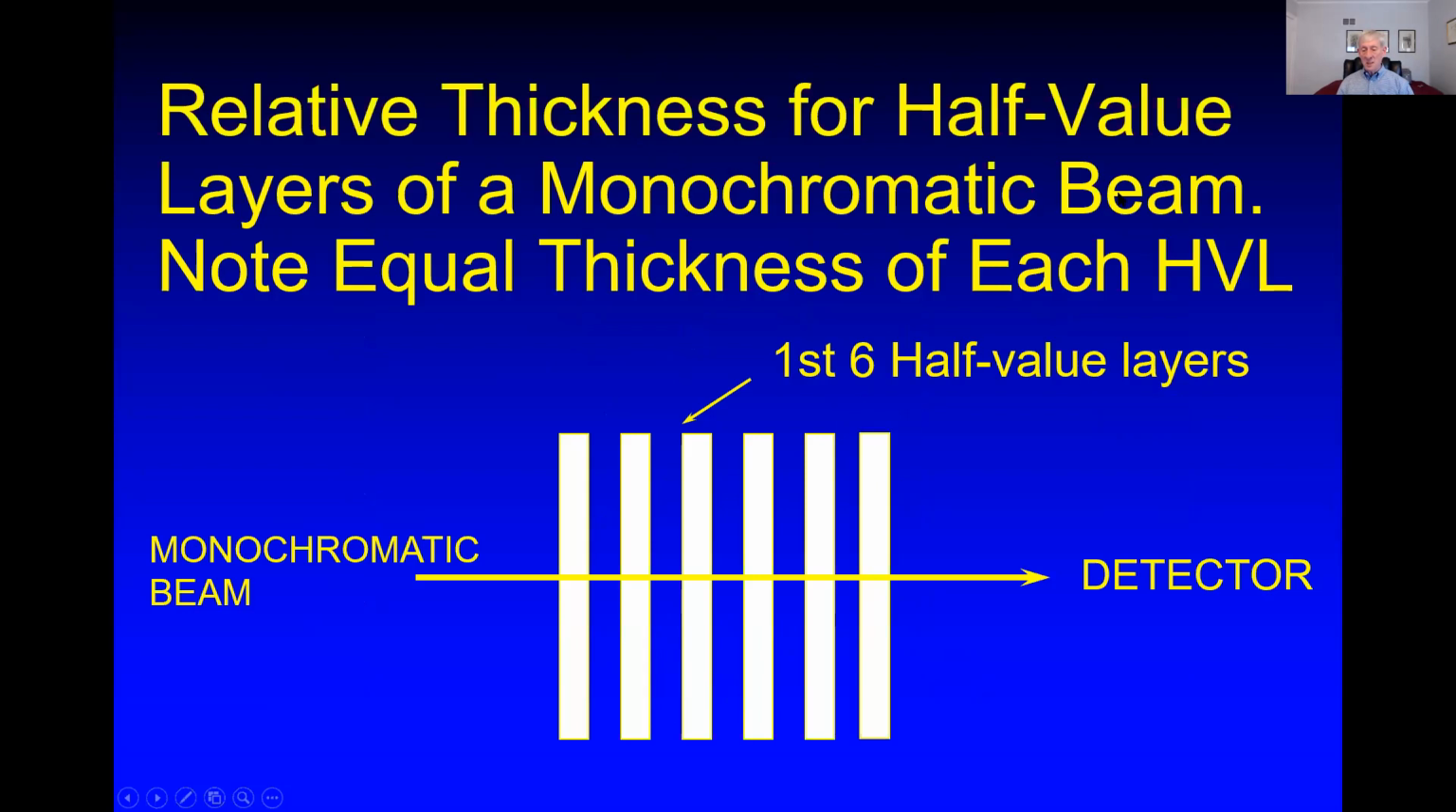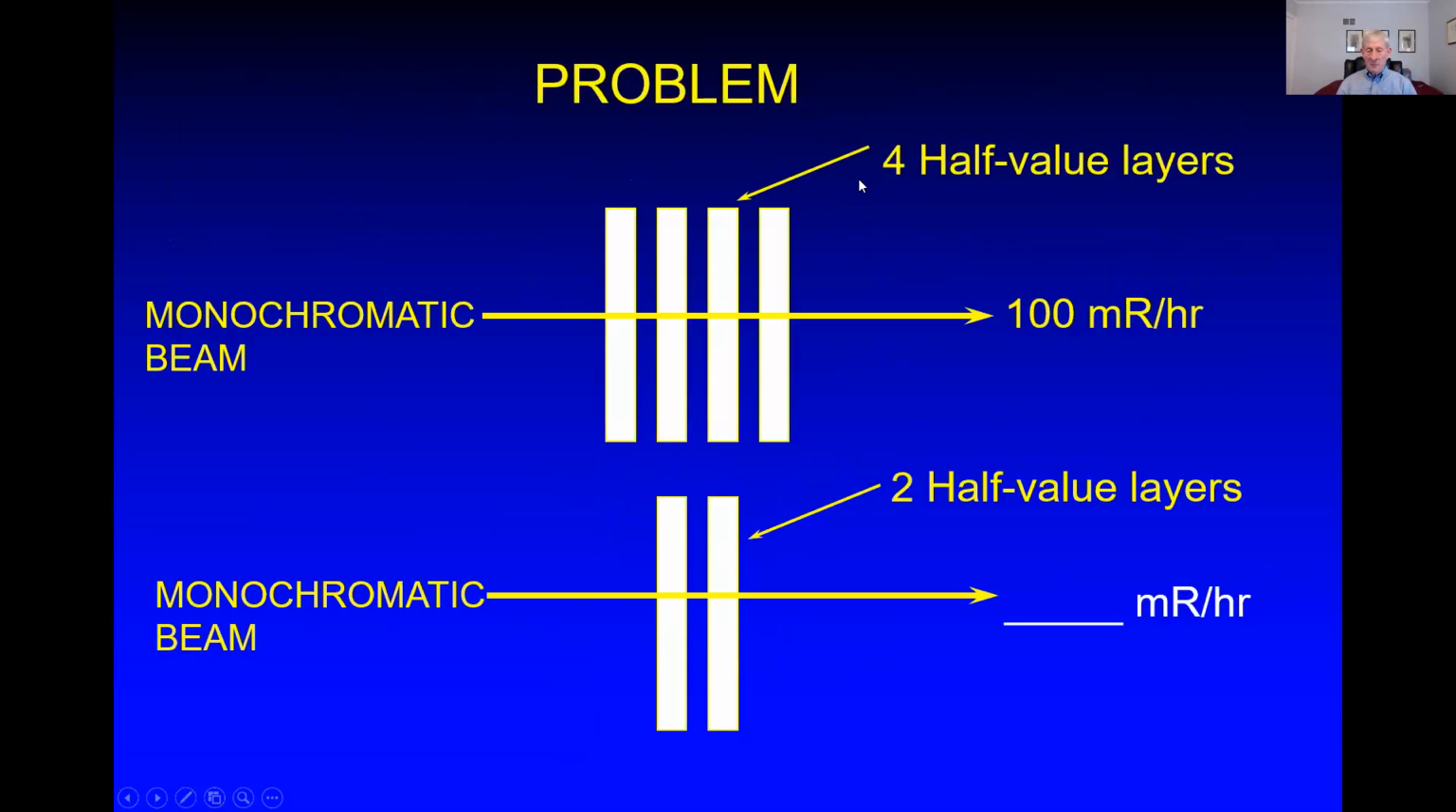Okay. Now, here's what we're looking at, and this is just a little bit repetitious. But the important thing to note here is we have a monochromatic beam, and layer 1 is identical to layer 2, layer 3, layer 4, layer 5, layer 6, and so on. That's true all the way out, even if there are 10 half-value layers, only for a monochromatic beam.